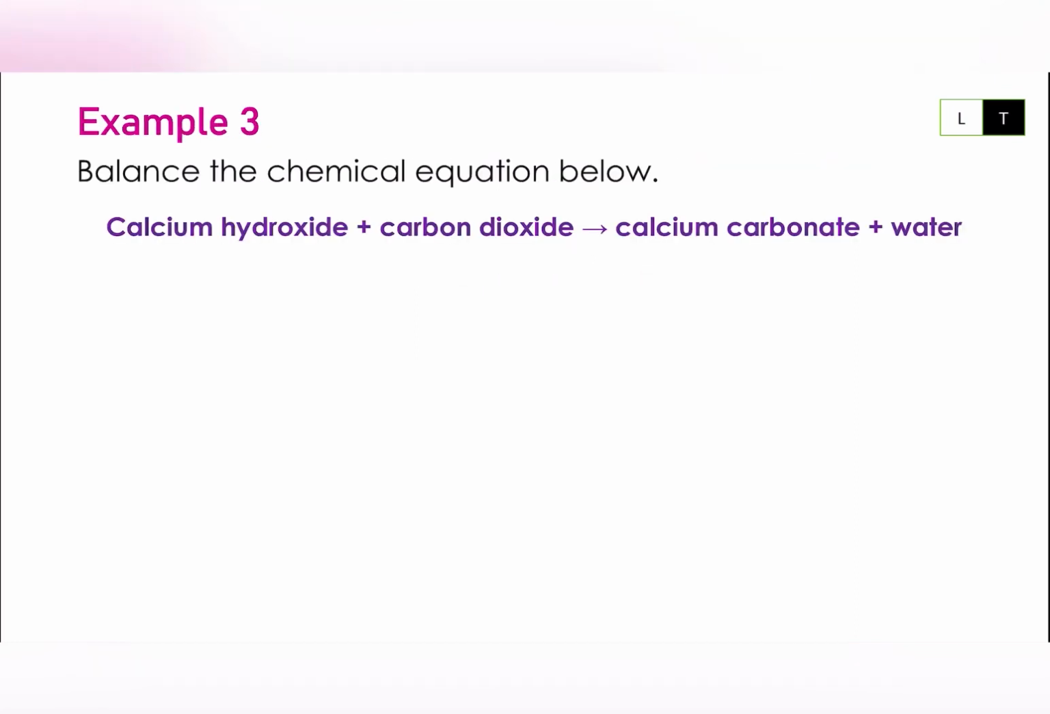I have this example 3. I want you to balance this chemical equation. What you have here is in the form of a sentence, the name of the compounds. So how do you want to do that? You need to understand a compound formed from a mixing of ions, whether they are monoatomic ions or polyatomic ions, but between two different charges of ion.